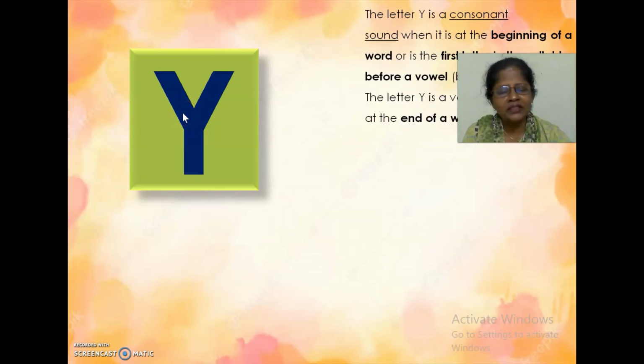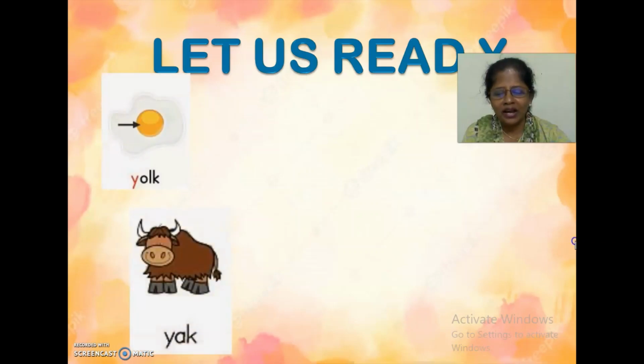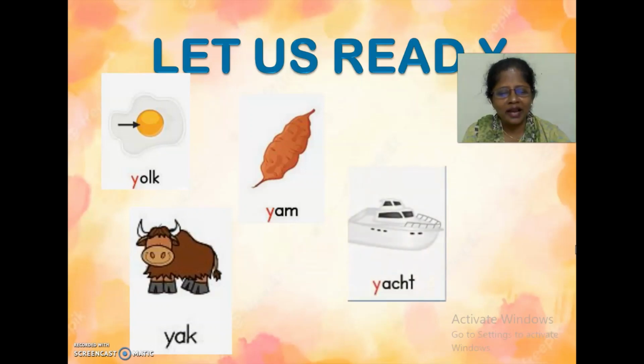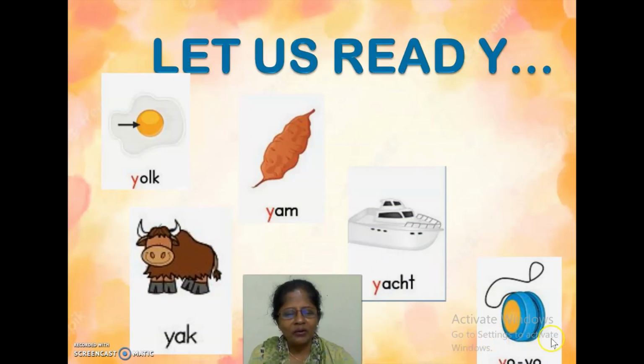This is one letter which can be a consonant at times and a vowel at other times. If it comes in the beginning of the word, it is a consonant. If you see it at the end of the word, it becomes a vowel. When I say it with the word, you will be able to understand. York, yak, yam, yacht, yo-yo, all with Y as a consonant in the beginning.